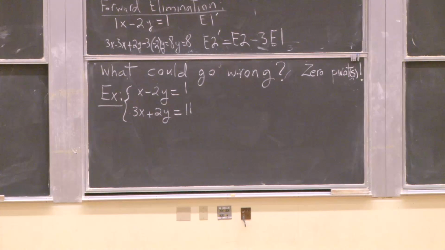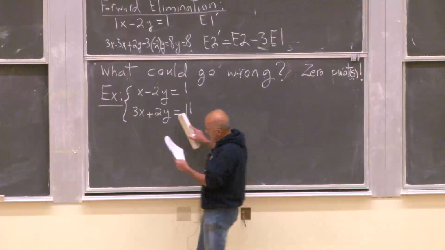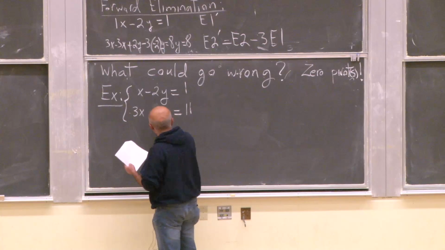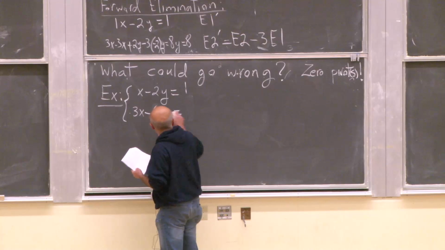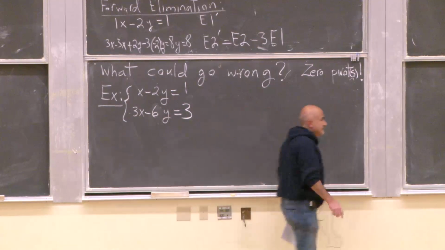Oh, wait a minute. Oh, no. What am I talking about? I got the wrong equation. So, sorry, this one. Minus 6y equals 3. There we go.